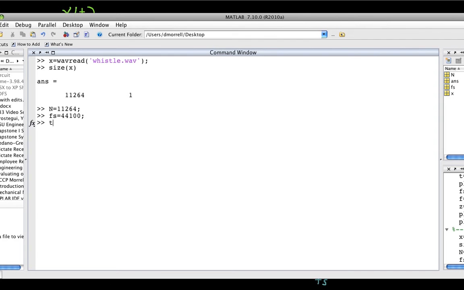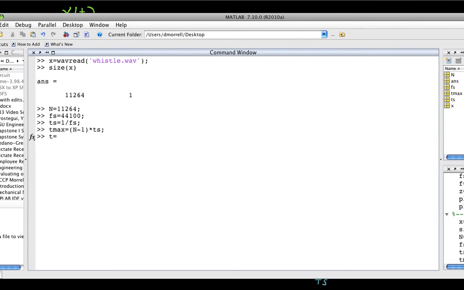And from this I can compute T_s as being equal to 1 over f_s. And I can find that T_max is equal to N minus 1 times T_s. Okay, so I think I've got all the information I need to plot this signal both in the time domain and in the frequency domain. So let's see if I actually do.